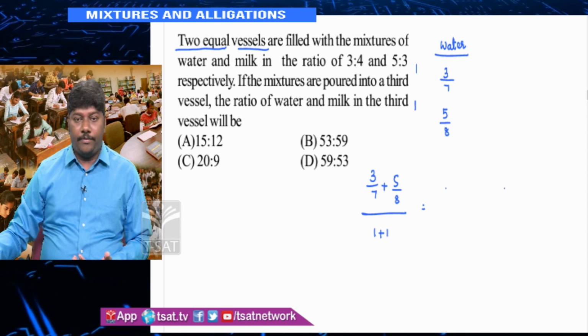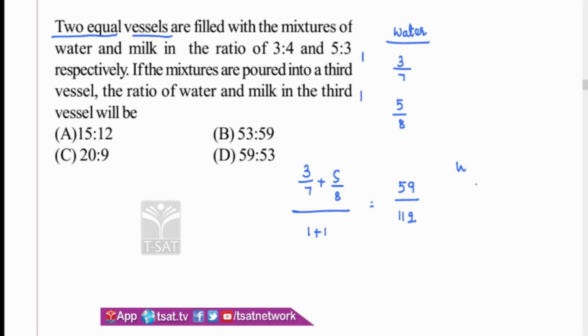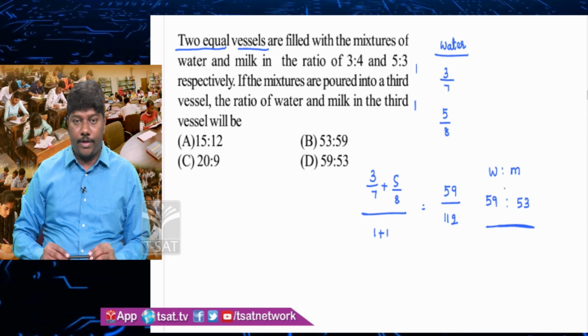24 plus 35, 59, over 56 into 2, that is 112. So water is 59 and the remaining 53 is milk. If I ask you the water to milk ratio, 59 parts out of 112 parts are water, then the remaining is milk, that is 53. Together they make 112. So the answer is 59 is to 53.